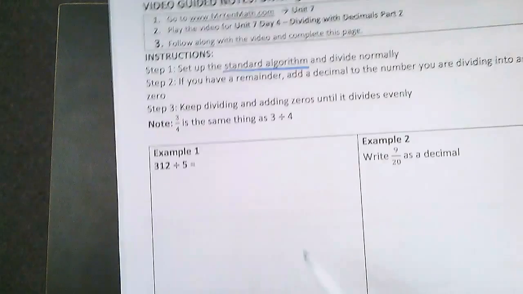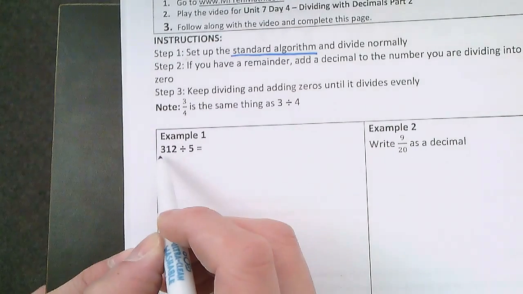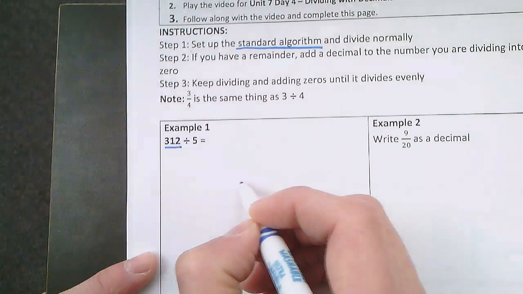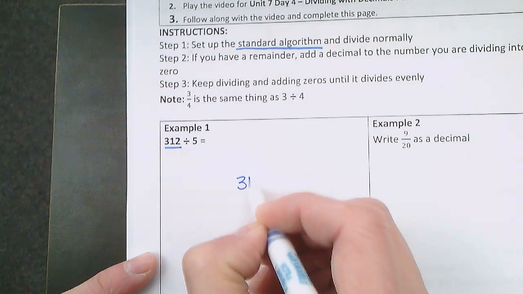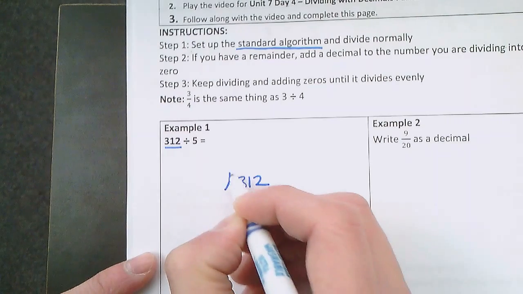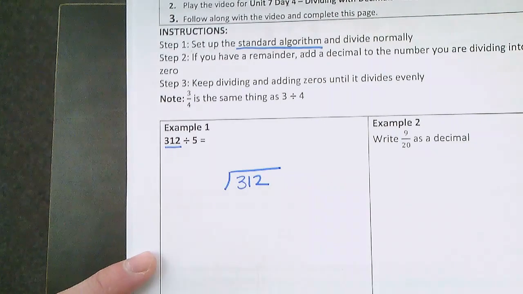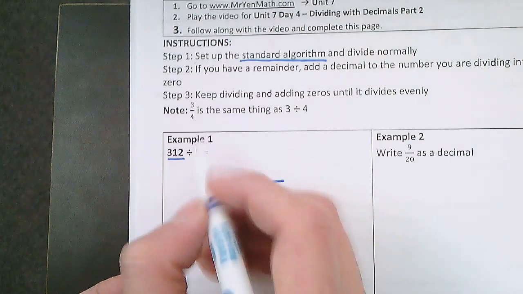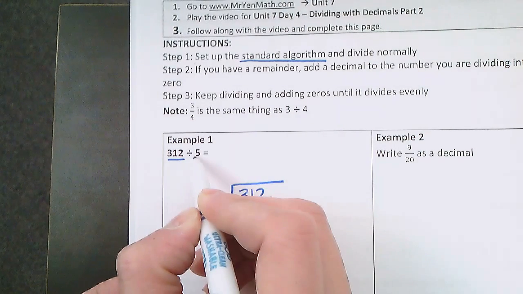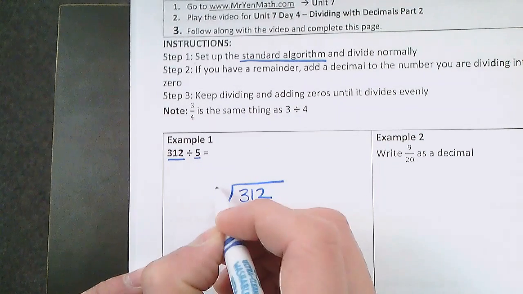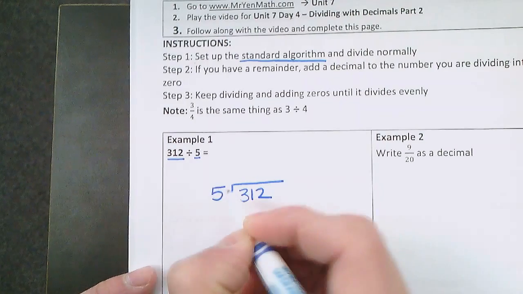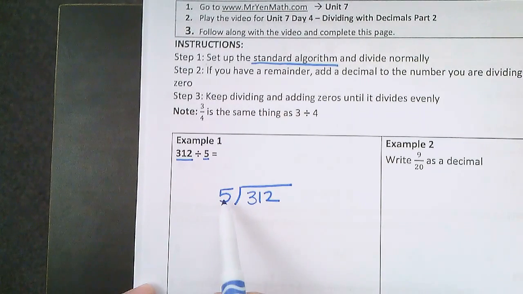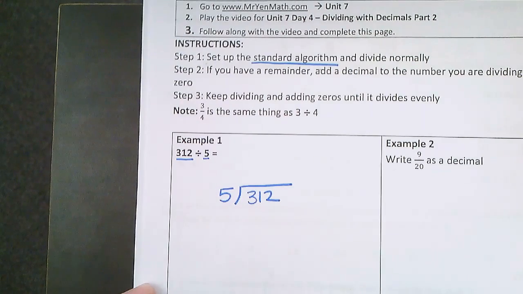So the standard algorithm is, the number that we're dividing into, which is this first number right here, that's going to go inside our little dividing house here. And the number that we're dividing by, 5, that's going to go on the outside of the house. And so we're figuring how many times can 5 go into 312.